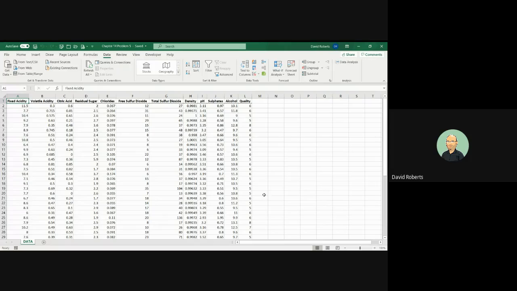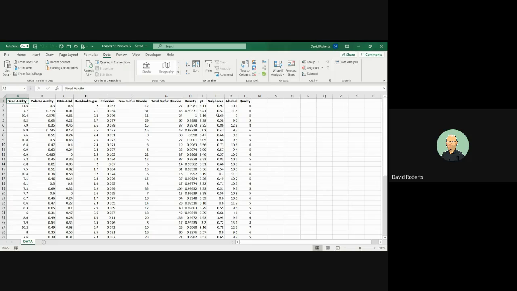14.5 on page 483 is very similar to chapter 13, except we have multiple regression. In this case, you can see the quality is the output, the Y variable, and we have all of these different inputs. For our purposes, we could select all of them, the acidity, the citric acid, etc. The two that we're going to select are calories and alcohol. Only problem is they're not side by side.